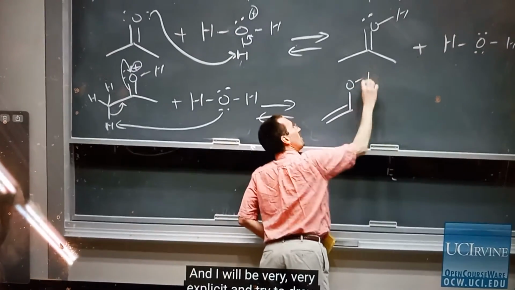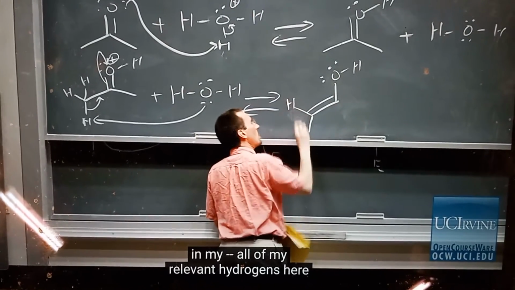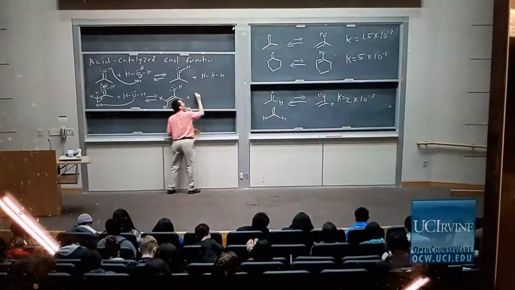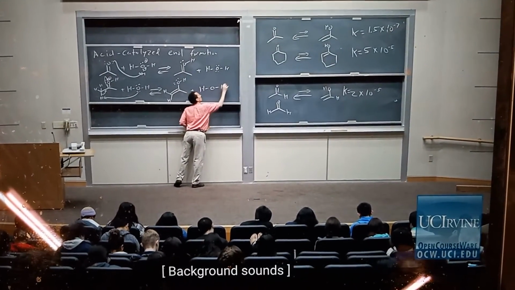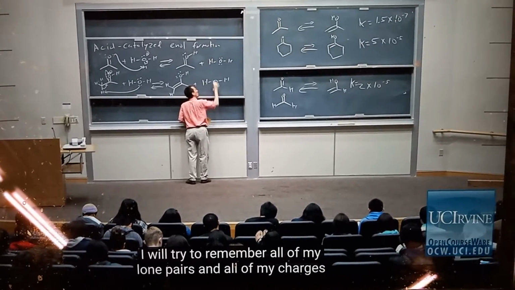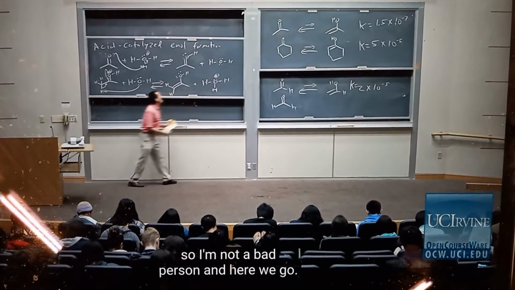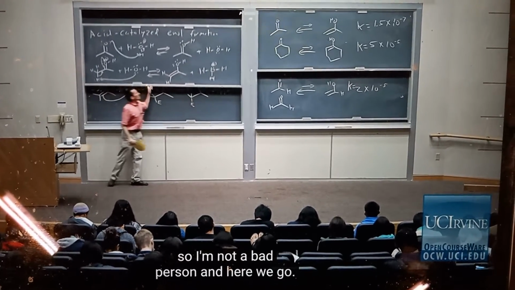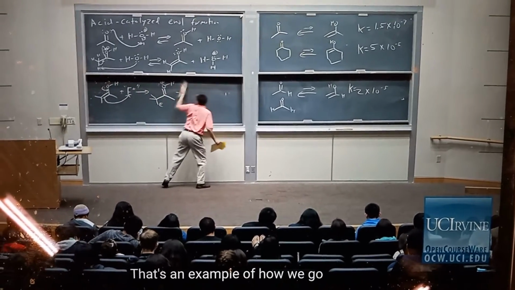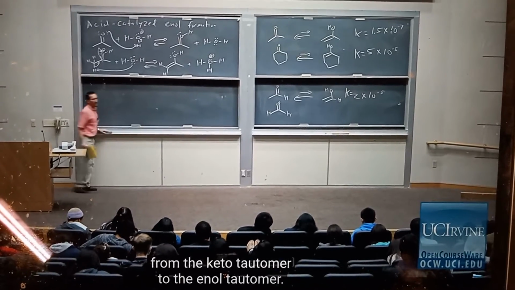And I will be very, very explicit and try to draw in all of my relevant hydrogens here to help keep us on track. And I will try to remember all of my lone pairs and all of my charges, so I'm not a bad person. And here we go. That's an example of how we go from the keto tautomer to the enol tautomer.